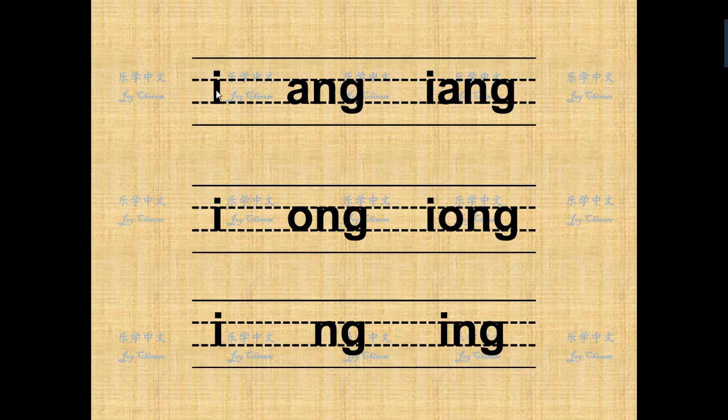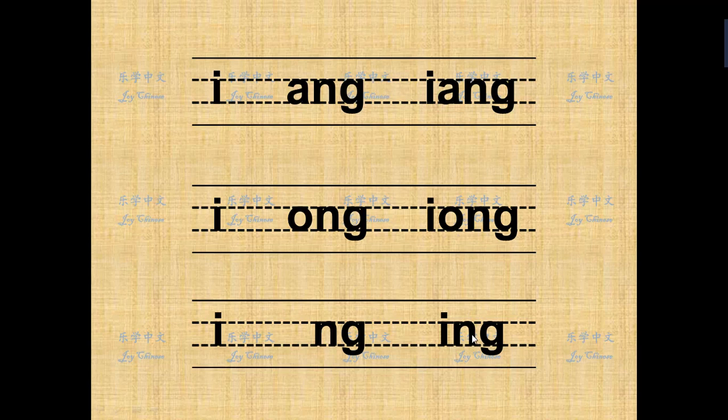They are all a combination of 2 finals. And this time, we combine i with another finals, ang, ong, and eng. First one, iang, yang. Second one, iong, yong. Third one, ing, yang, yong, ing.